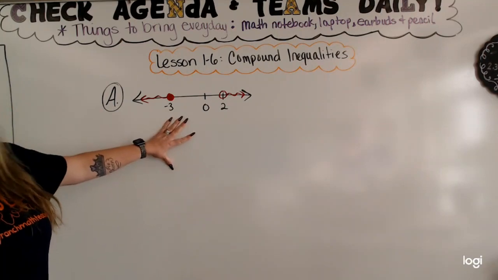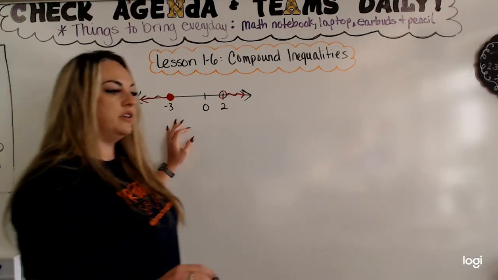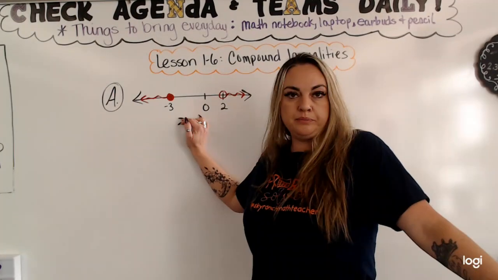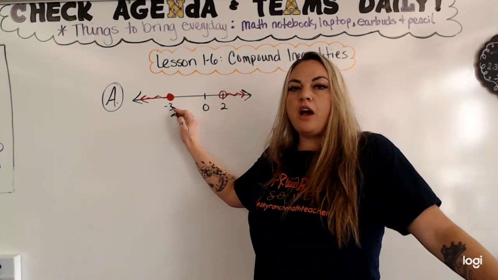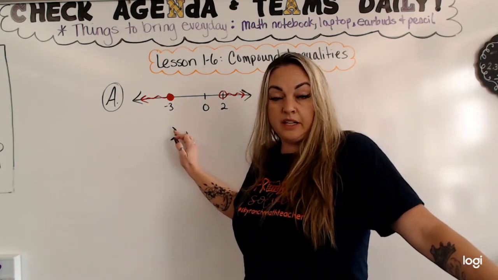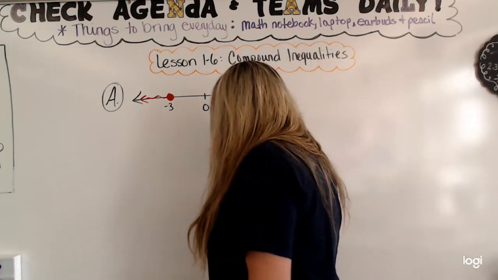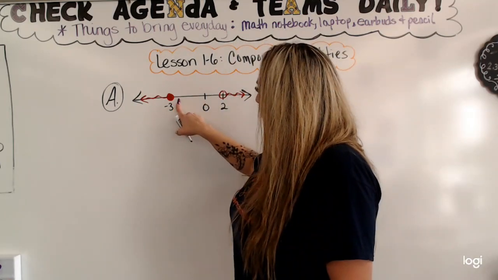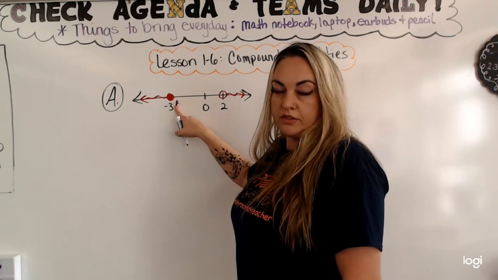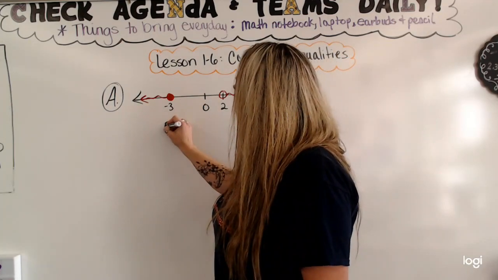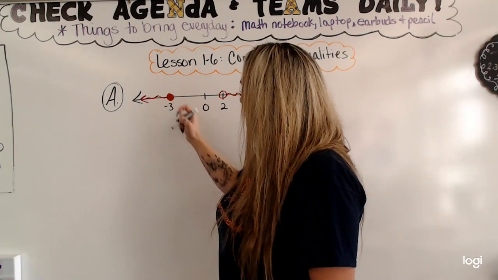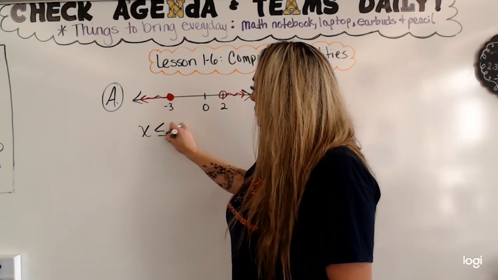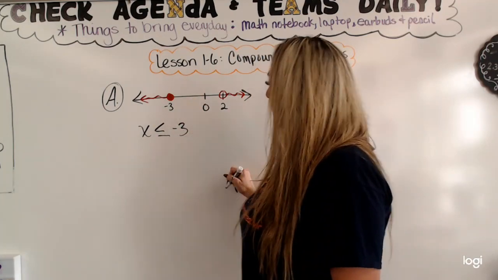This is called a compound inequality because it's made up of two inequalities and it's on the same number line. So let's figure out how we can write this down in inequality form using the symbols. If we look here, we see that this value is a closed circle at negative 3, and it's going to the left, so this means less than. So this would be x is less than or equal to, because it's closed, negative 3.